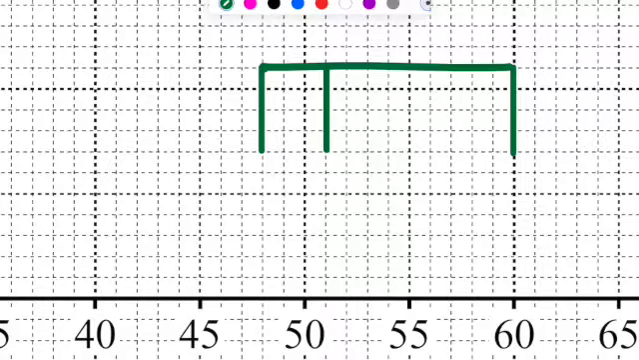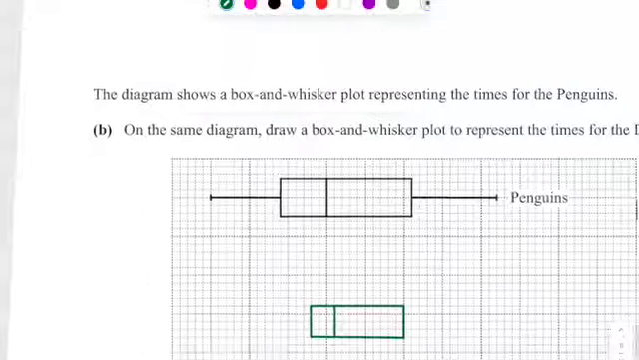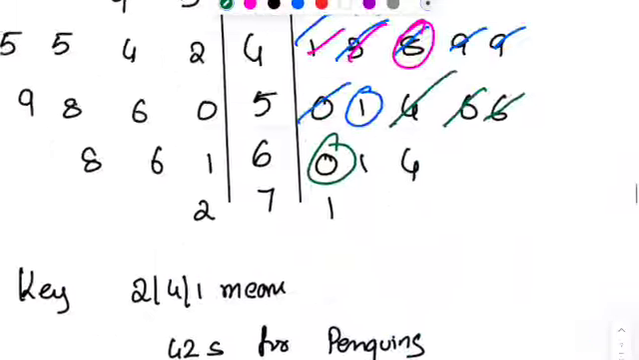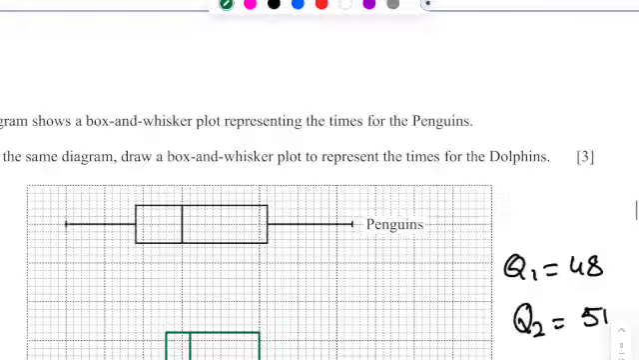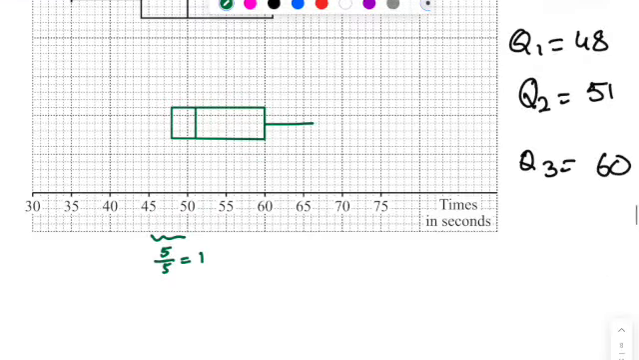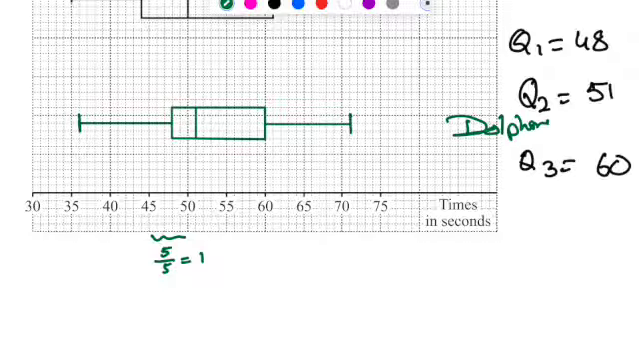So this is going to be the box, whereas the minimum value, you can see that minimum value is 36 and maximum value is 71. So draw a whisker till 71 and 36. This is going to be for dolphins. So don't forget to write dolphins.